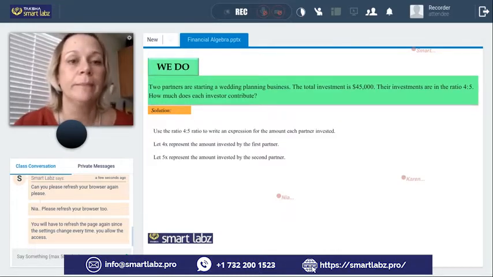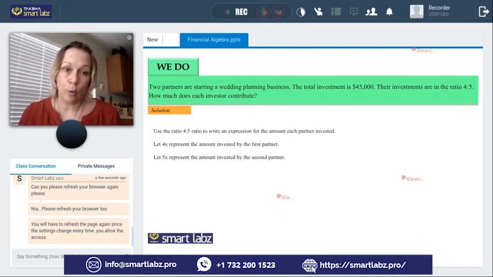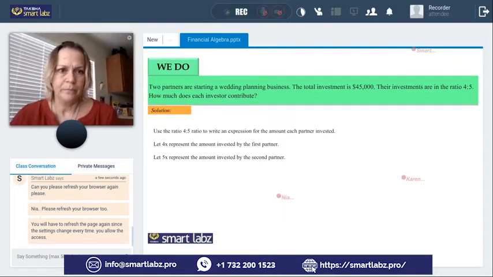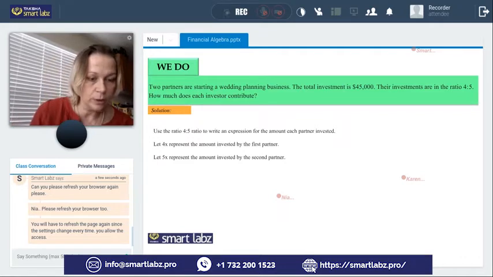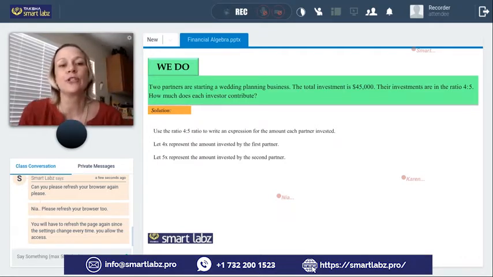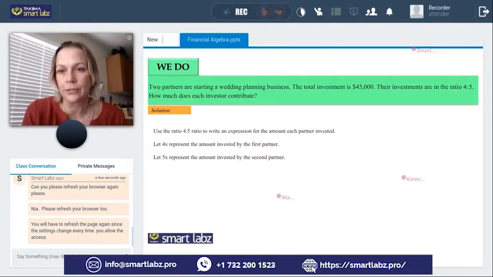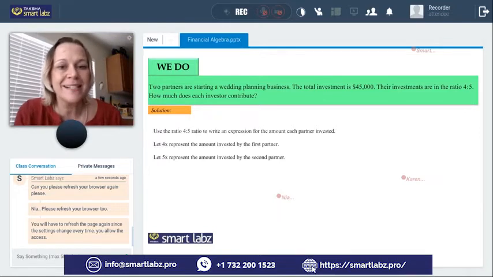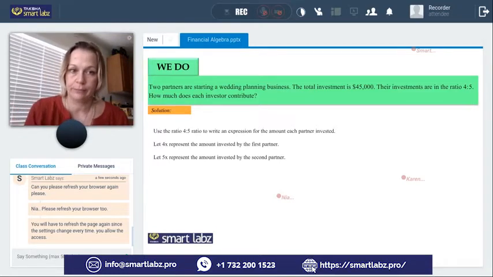All right, let me go ahead and read this one. Kyle invests $20,000. No, I'm sorry, wrong one. 2 partners are starting a wedding planning business. The total investment is $45,000. Their investments are in the ratio 4-5. How much does each investor contribute?